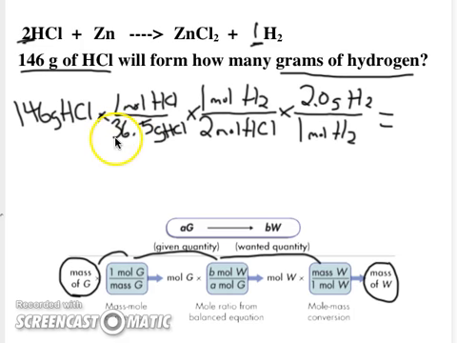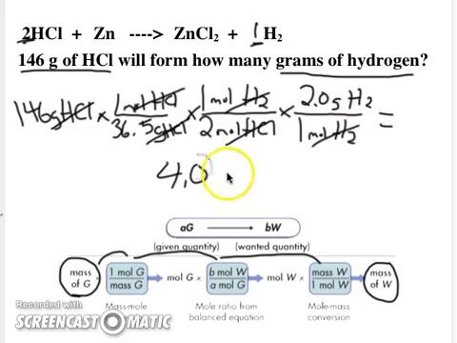So now we can do the math, and well, we can cancel out units. So grams of HCl cancel, moles of HCl cancel, moles of H2 cancel, and it's just grams of H2 that are left. Now we do the math. It's 146 divided by 36.5. Take that answer, divide by 2. Take that answer, multiply by 2, and it ends up being 4.0 grams of H2. And there's our first problem.